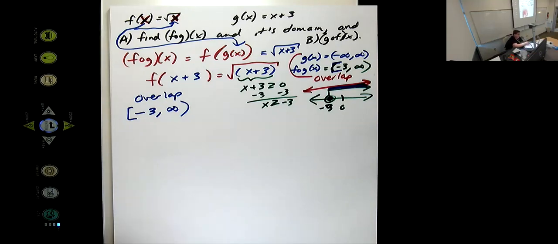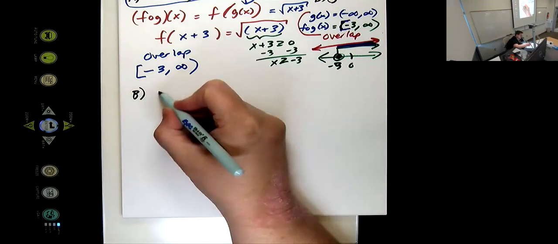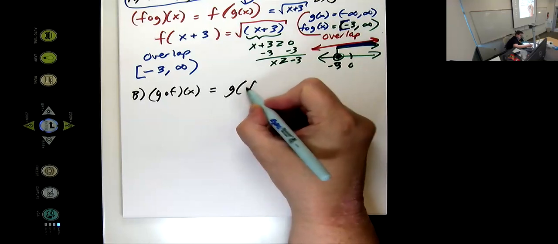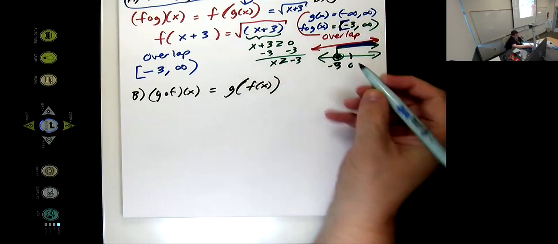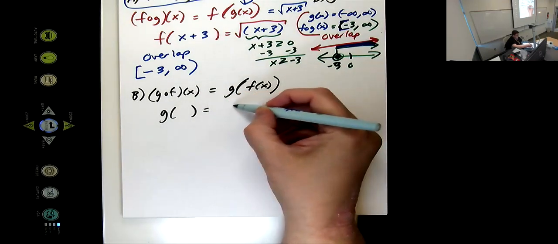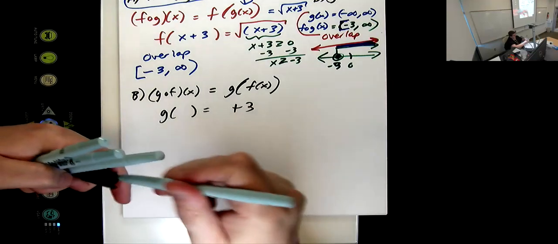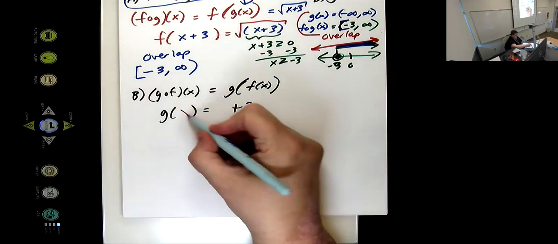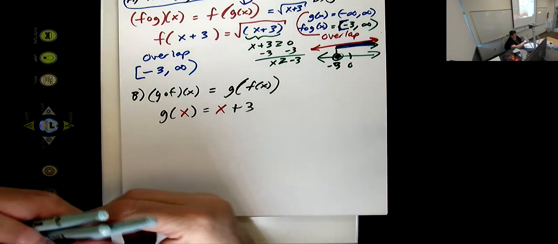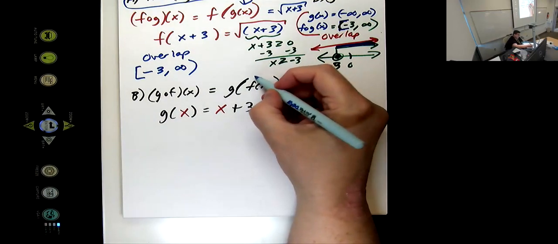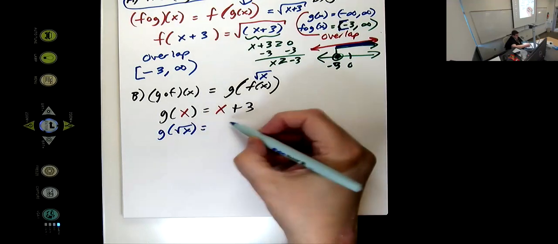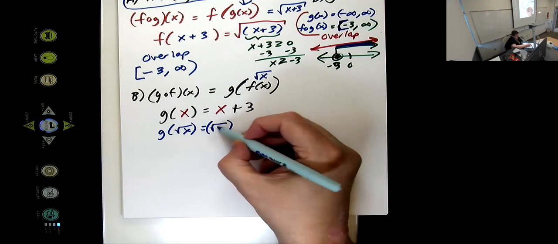Then g of f of x comes along. We have g of x equals x plus 3, and we want to replace x with f of x, which is square root of x. g of square root of x, just replacing that x.